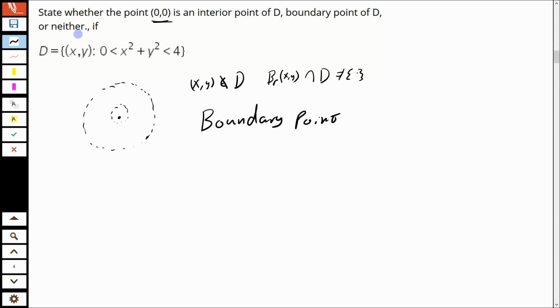For example, if I pick this point right here, any circle that I draw around it is also going to intersect D. It doesn't matter how small I draw the circle, it's always going to intersect D, meaning this point is a boundary point. If I pick a point out here, and I zoom in close enough and draw a small enough circle, it doesn't intersect D, so this is not a boundary point. This would be neither.